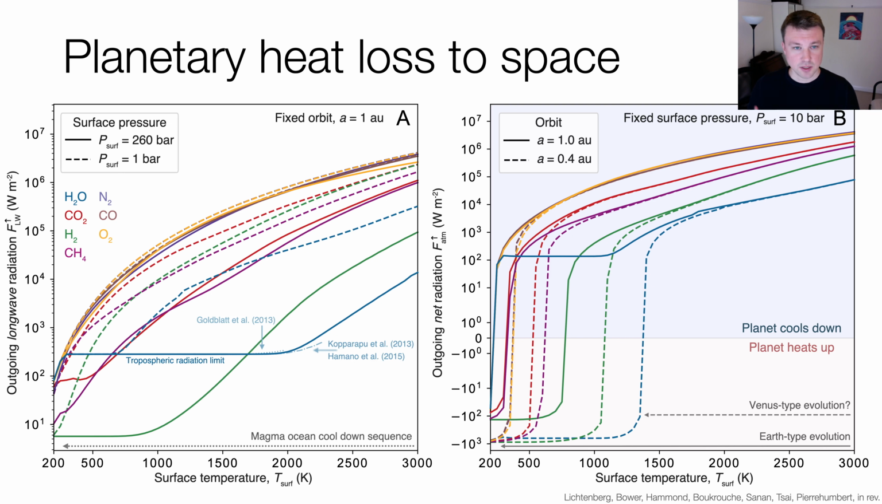This means they would be stuck in their runaway greenhouse phase until, for instance, loss processes reduce the atmospheric budget such that these planets can begin to cool again. In the Earth science community or in the planetary science community, to illustrate this, there's a debate, for instance, whether this is an Earth-type evolution of the magma ocean, whereas this is actually the Venus-type evolution of magma ocean cooldown.